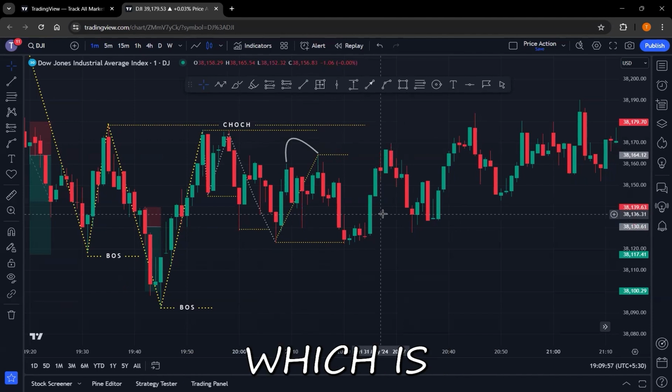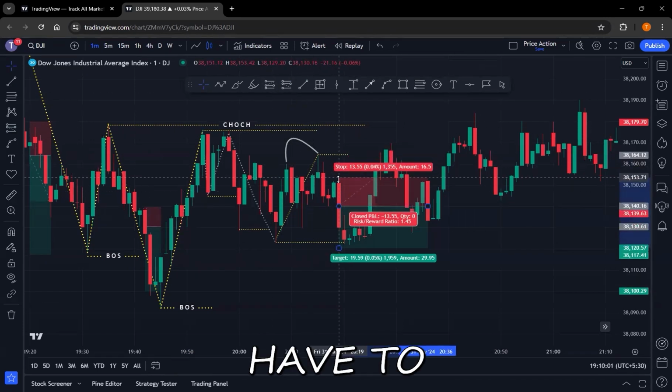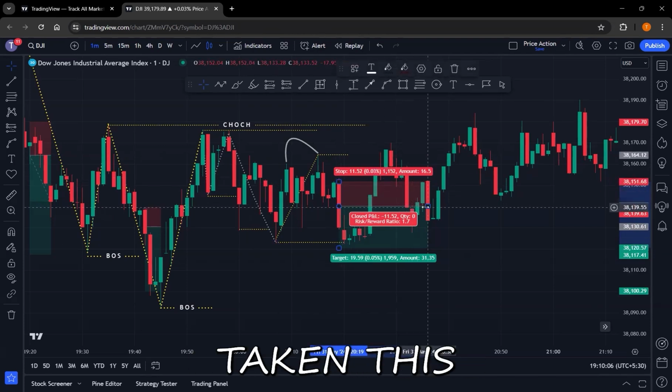I am looking for something like this. So I have to enter at this level. This is my another entry that I would have taken, because since the market structure is downside and the price is giving me a downside entry, I would have taken this entry like this.